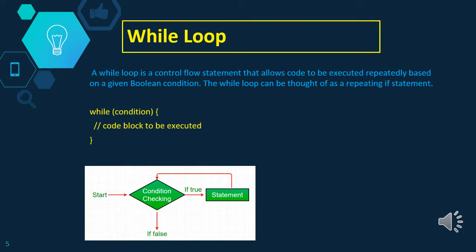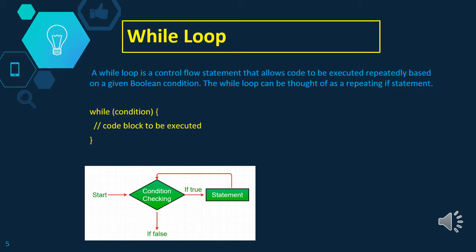So the second one is while loop. While loop is a control flow statement that allows code to be executed repeatedly based on a boolean condition. So it repeats the loop structure until a boolean condition is met, which is true or false. The while loop can be thought of as a repeating if statement. So the syntax is while, in brackets the condition, and then the code block which is supposed to be executed.